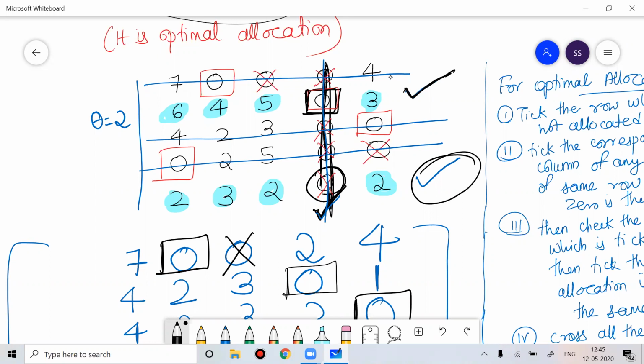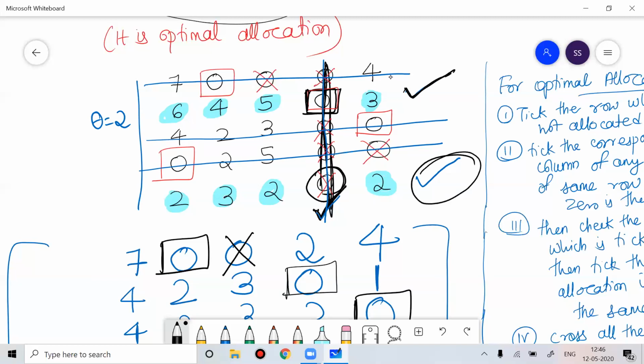Okay, once you've done this, now you have to draw a line over those rows which are not ticked, and draw a line over those columns which are ticked. Once you're done with that, now you see those elements where no lines are passed over them.